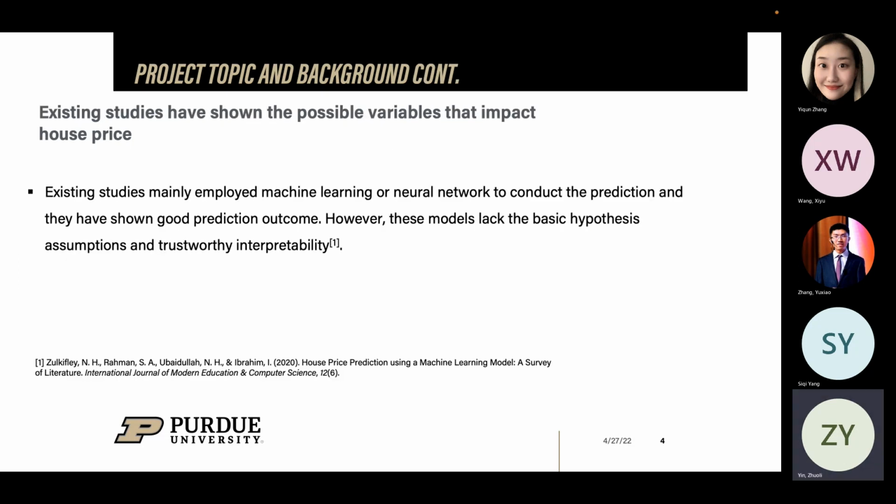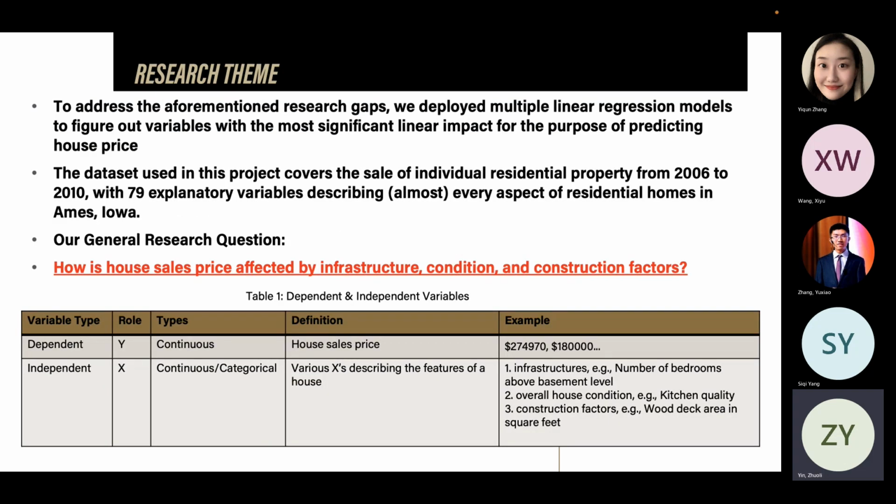Existing studies have shown that the possible variables that impact house price are important, and they mainly employed machine learning or neural network tools to conduct the predictions. They have shown good prediction outcomes. However, these models lack the basic hypothesis assumptions and trustworthy interpretability. So to address the aforementioned research gaps, we deployed multiple linear regression models to figure out variables with the most significant linear impact for the purpose of predicting house price.